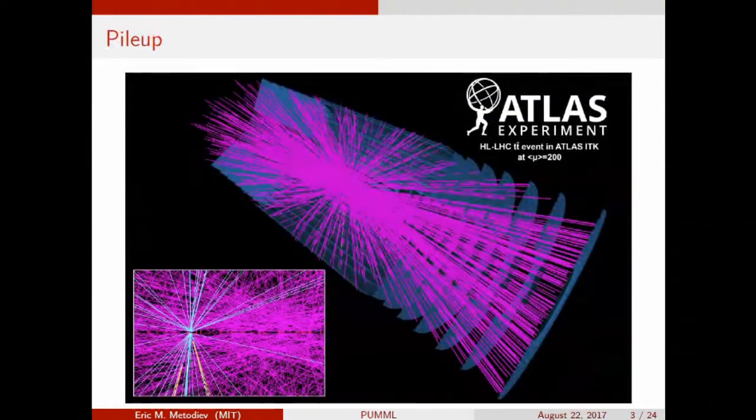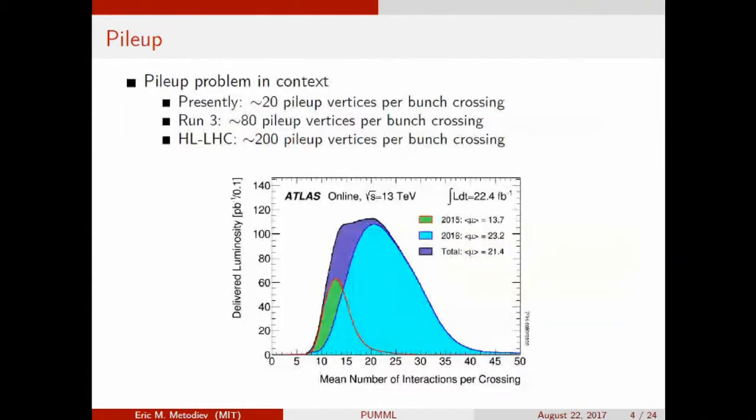So here is what can be expected at the high luminosity LHC. It's an event with 200 Pileup vertices, and you're looking for the blue needle in the purple haystack. A little bit more numerically, right now there are about 20 to 40 Pileup vertices per bunch crossing. For run 3, you can expect around 80, and as we just saw, at the high luminosity LHC you can expect around 200. So this is a problem that's really kicking into gear if there aren't good solutions on the table.